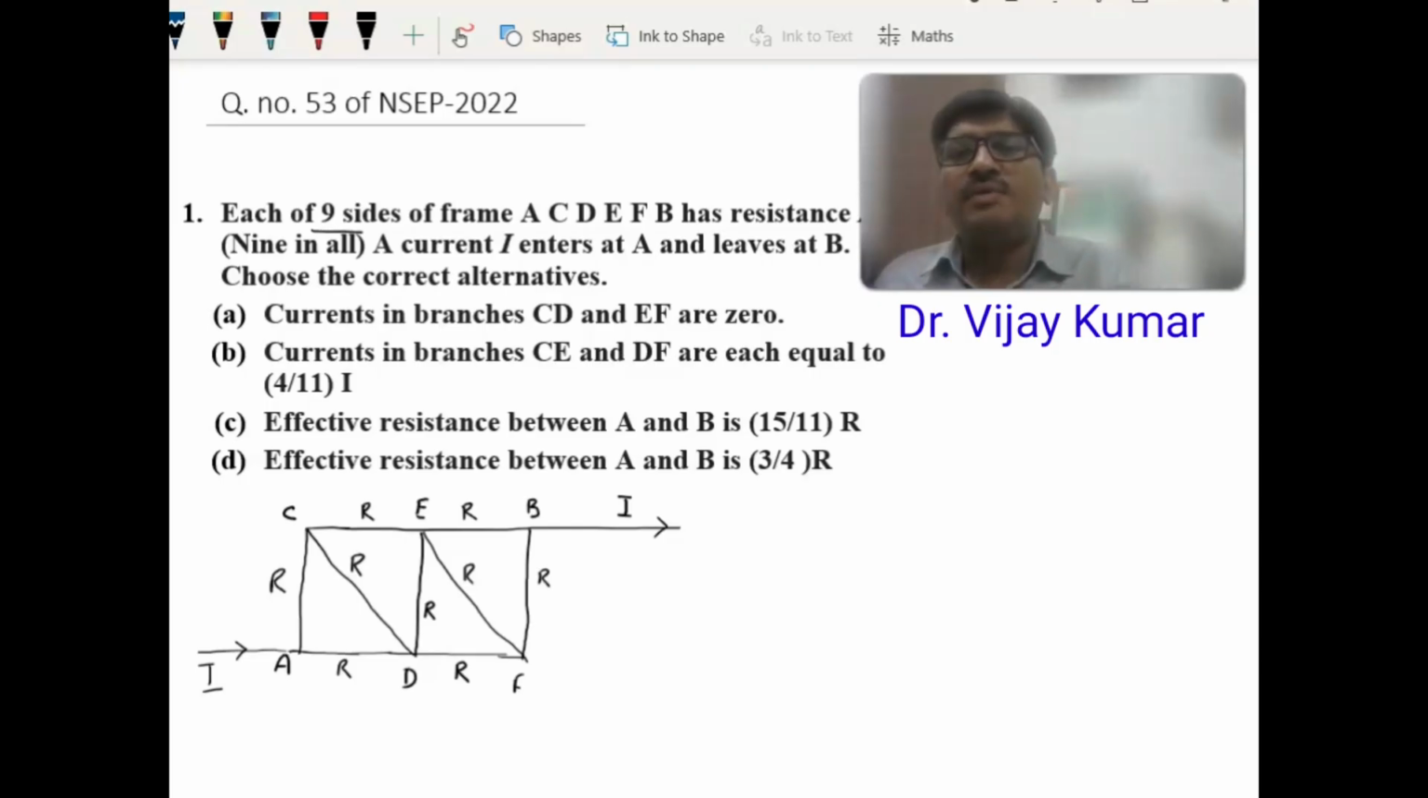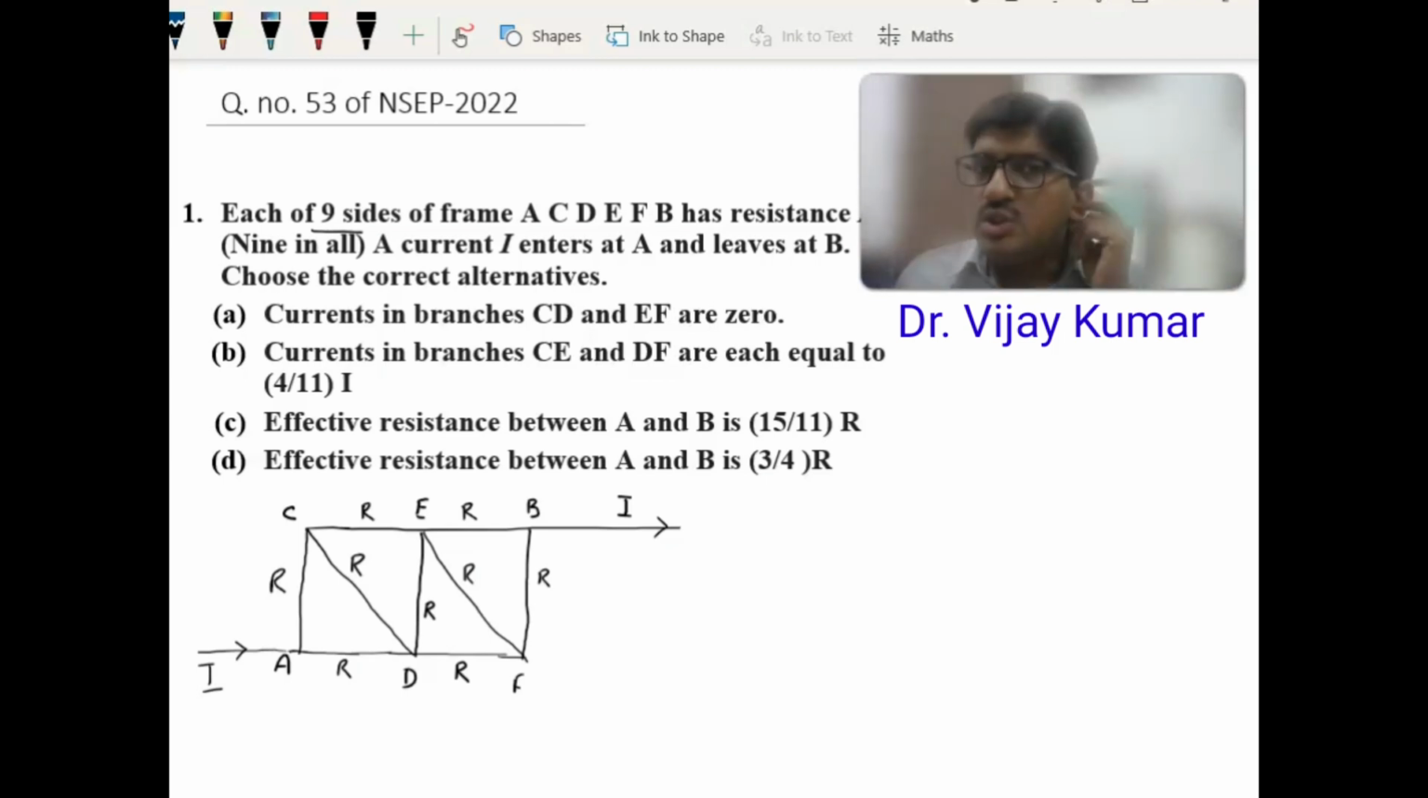Welcome. Question number 53 of NSEP 2022. The question is: each of the 9 sides of the frame ACDEFB has resistance R, 9 in all. A current I enters at A and leaves at B. Choose the correct alternatives, and these are the options.